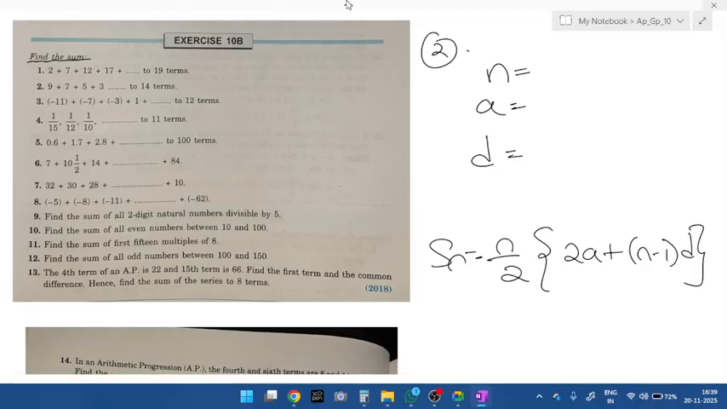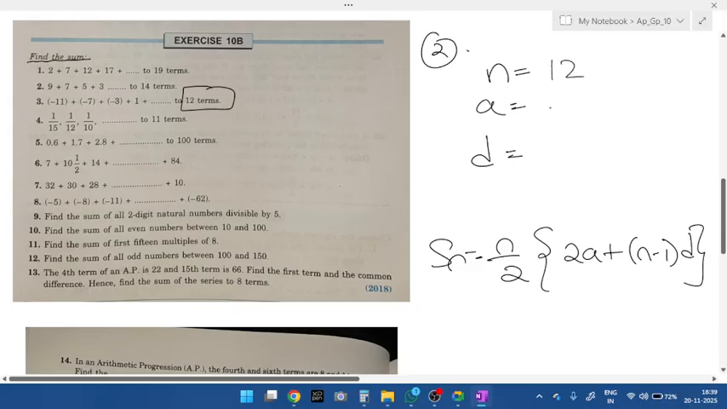The most important part is to figure out d value. If you know how to find d, you will definitely be able to answer. Tell me the third question. What is n value? All of you will respond. Unmute and respond. For third question, what is n? How many terms are there total? 12. What is a value?